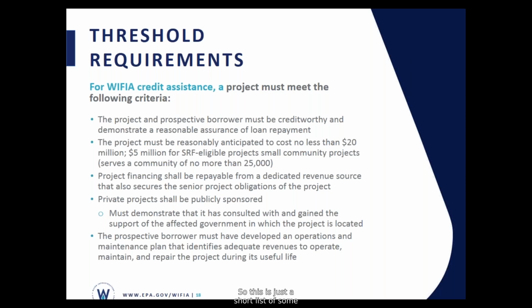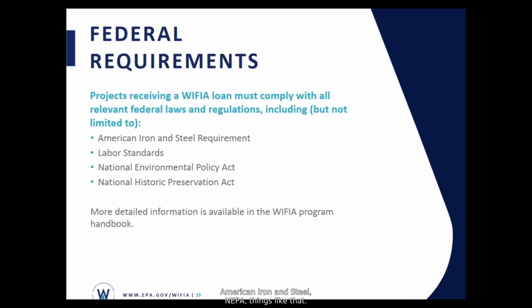So this is just a short list of some of the more relevant federal requirements projects must comply with to receive WIFIA funding. As you can see, you might be familiar with some of these: American Iron and Steel, NEPA, things like that. You can find a comprehensive list in the WIFIA program handbook.